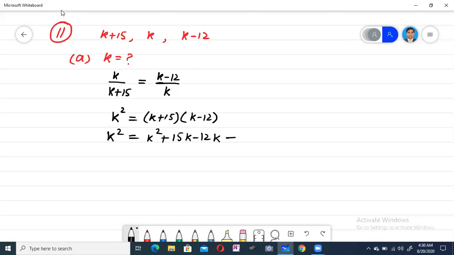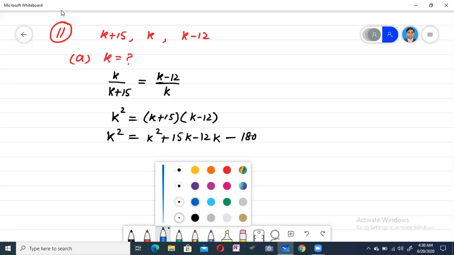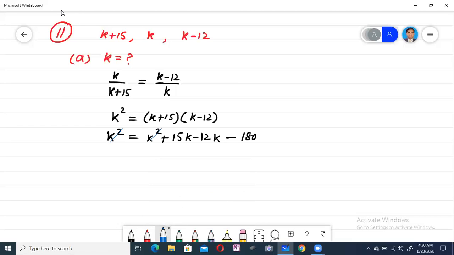minus 15, 12s are 180. Now here, this k square cancels with this k square. Both sides like terms can cancel. 15 minus 12 will be 3k. This side is minus 3k, and this will be equal to minus 180. And k will be equal to, minus cancels with minus, 180 divided by 3, which is 60. This is the value of k. This is part A.